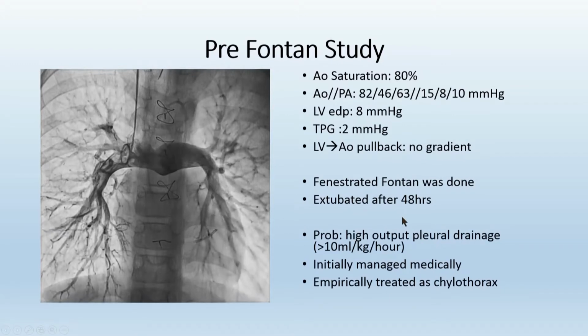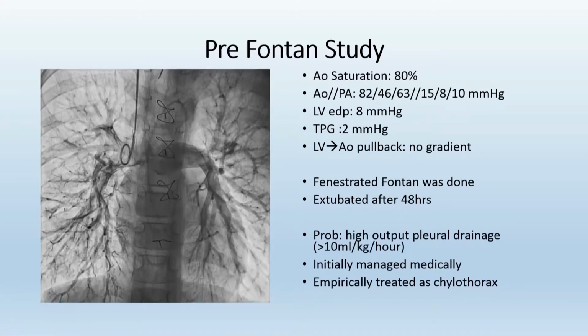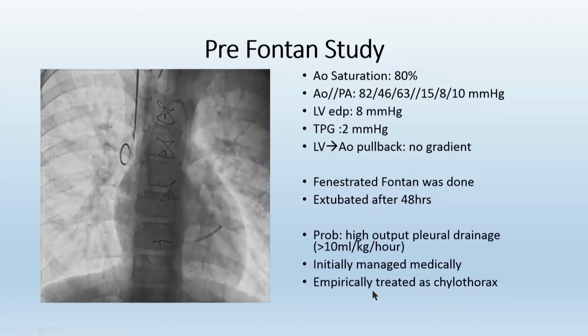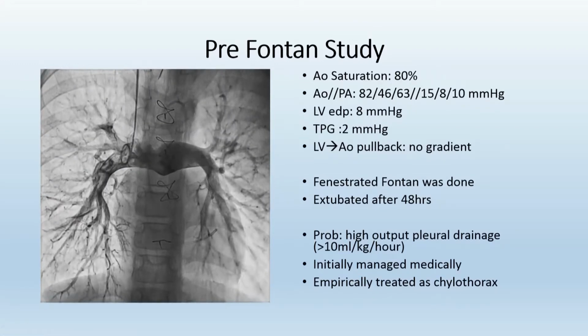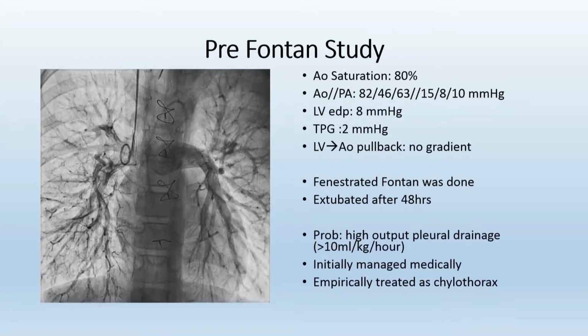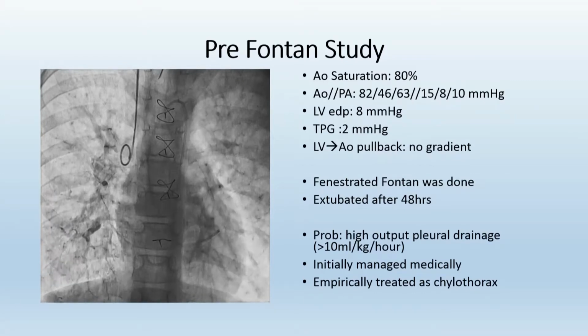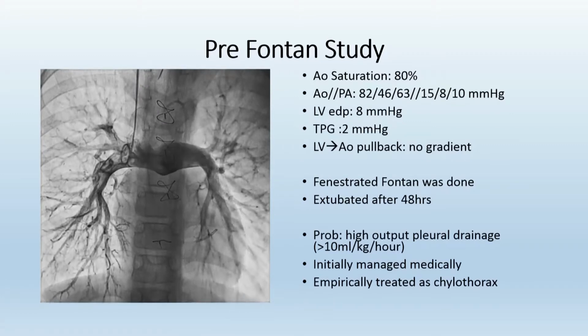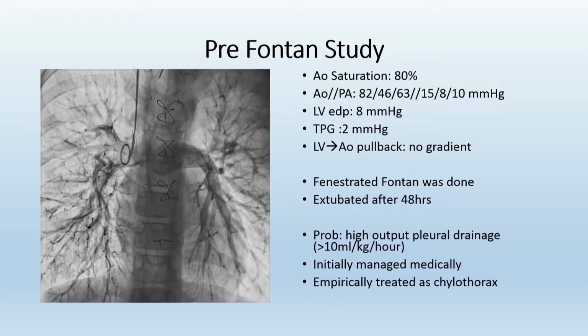However, this patient has a problem with high output pleural drainage, more than 10 mL per kilo per hour. Initially, our ICU team is a bit conservative, so this patient was initially managed medically, and then empirically was treated as chylothorax, even though the triglyceride was less than 1 gram.